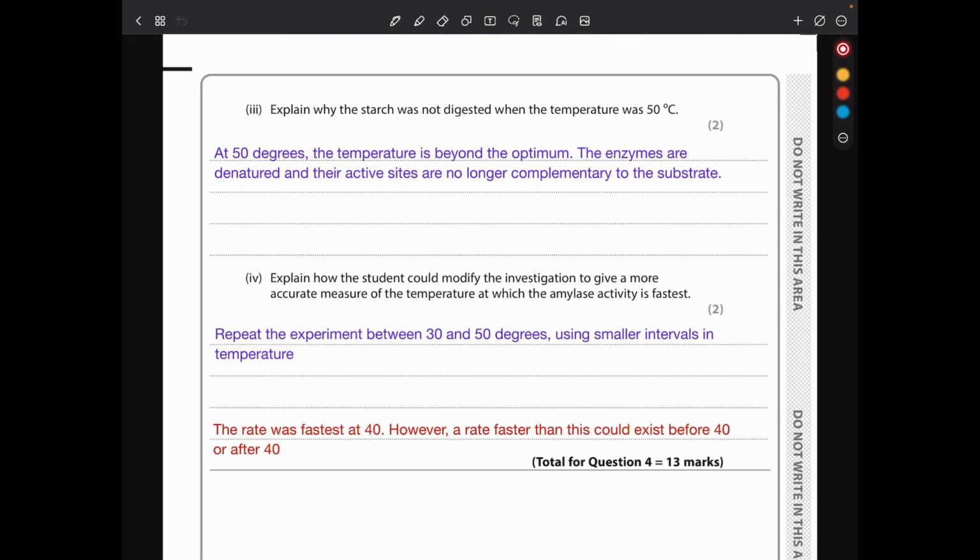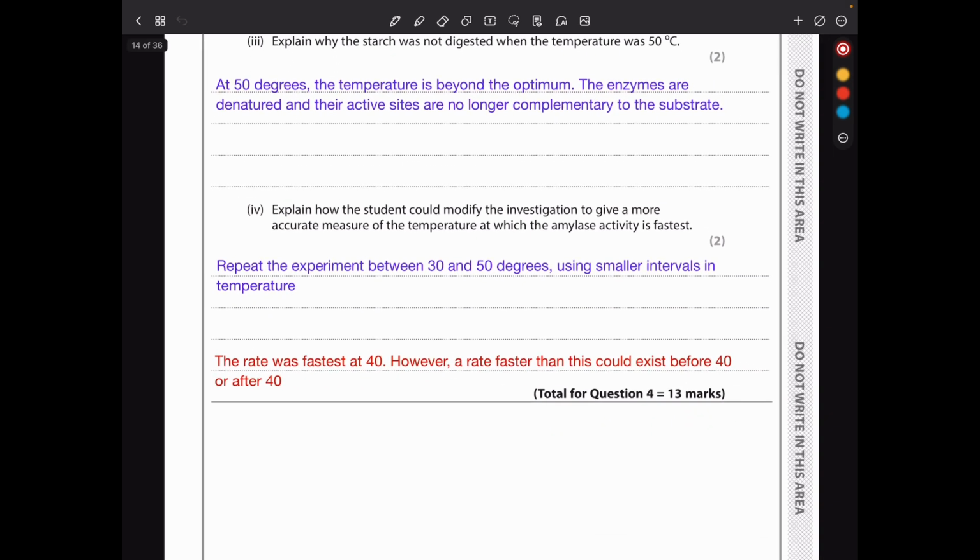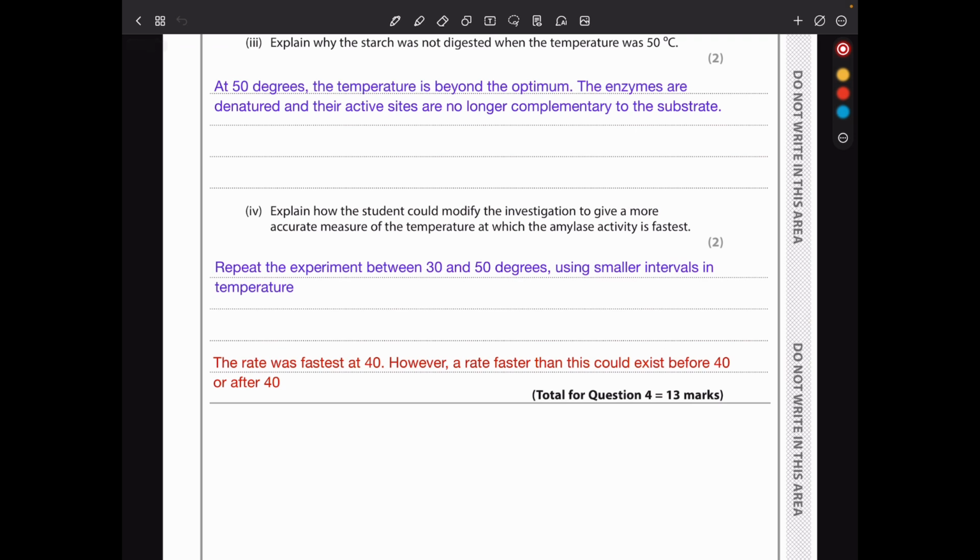Then they say explain why the starch was not digested when the temperature was 50 degrees. Like we already saw, at 50 degrees, the temperature is beyond the optimum, and the enzymes are denatured, so their active sites and the substrate are not complementary. Next, they say explain how the student could modify the investigation to give a more accurate measure of the temperature at which the amylase activity is fastest.